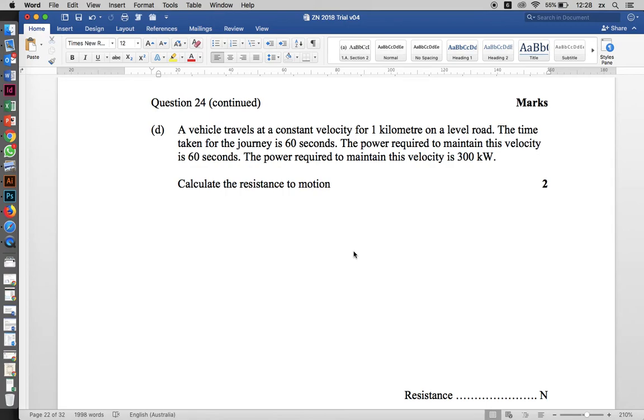Okay, a vehicle travels at a constant velocity on a level road. The time taken for the journey is 60 seconds.